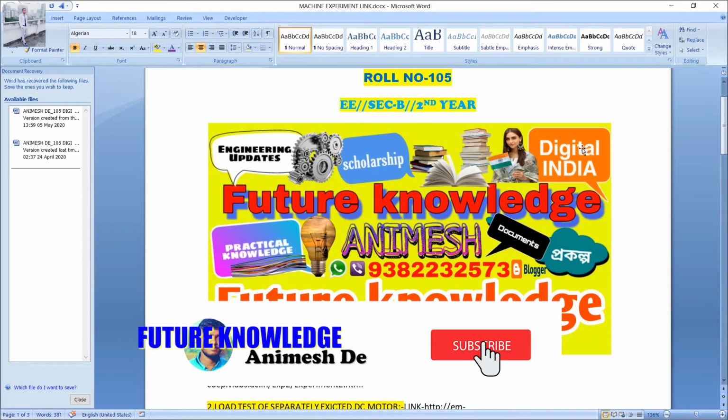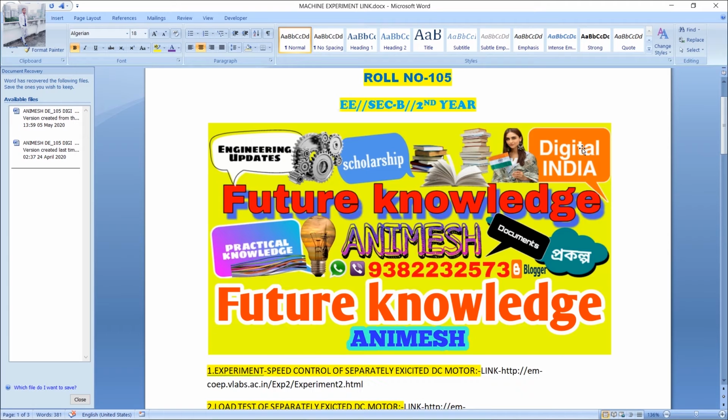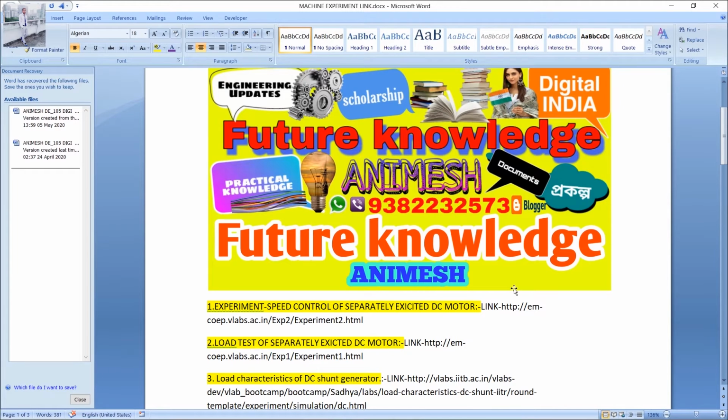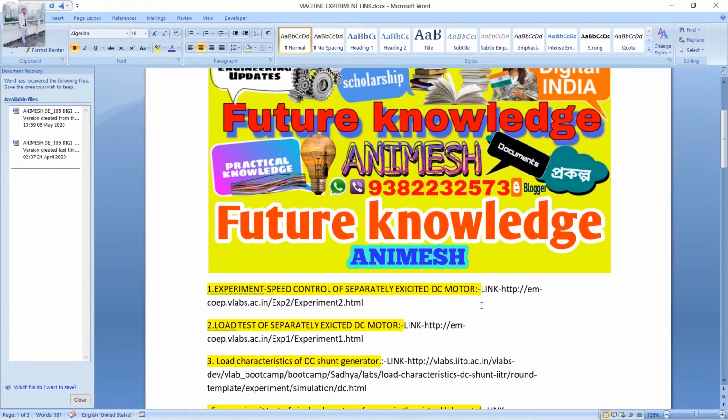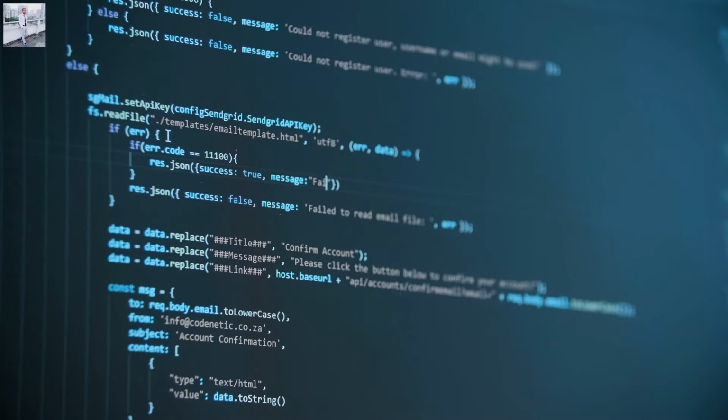Myself Ponimesh. Today I will tell you how to draw speed control of separately excited DC motor in the virtual lab portal. Here you can see the link of this virtual lab portal. At first I will tell you what is the purpose and what is the procedure of speed control of separately excited DC motor. Next I will tell you how to draw this experiment in simulation.